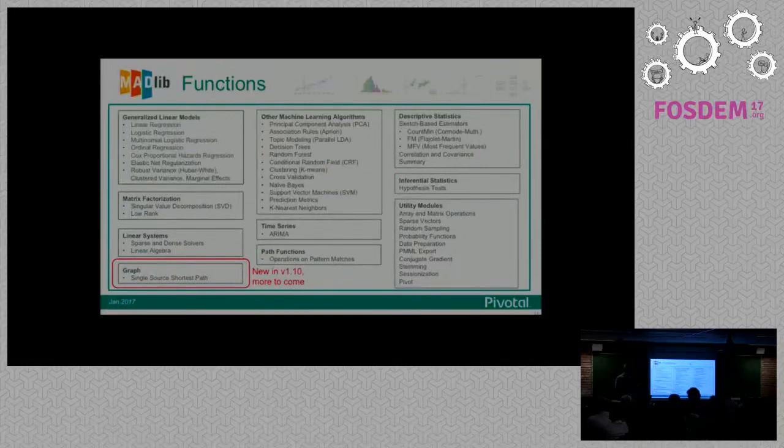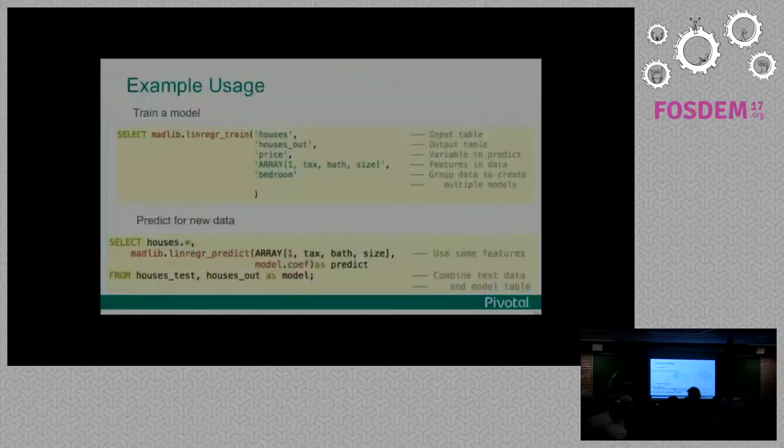So MADlib has been around for about 5 years or so. It's a pretty expressive library. It's got 35 to 40 functions, and you can see here the release that's coming out in a couple of weeks has the first implementation of graph, single source shortest path. We've prototyped a bunch of other algorithms which are going to go in a subsequent release. But we're interested in adding this certain class of graph algorithms to MADlib.